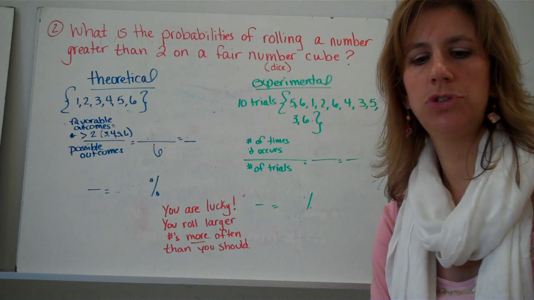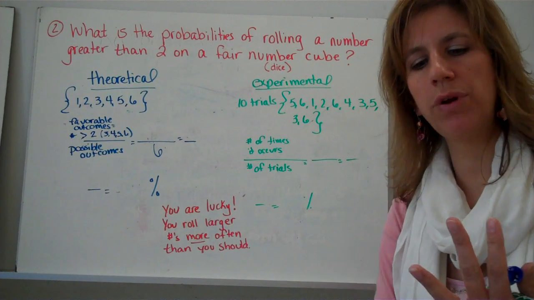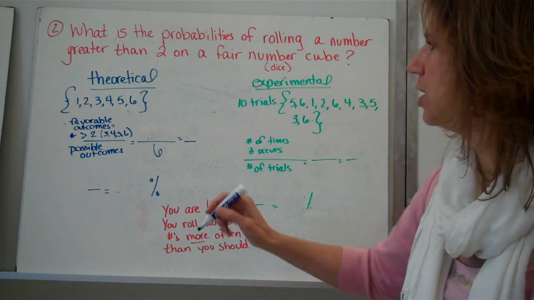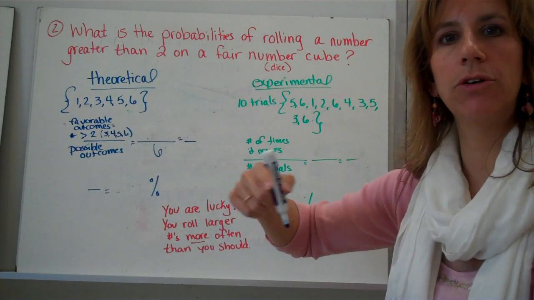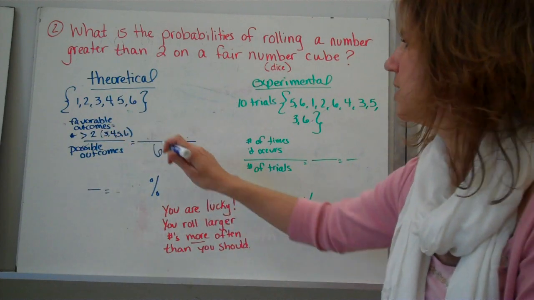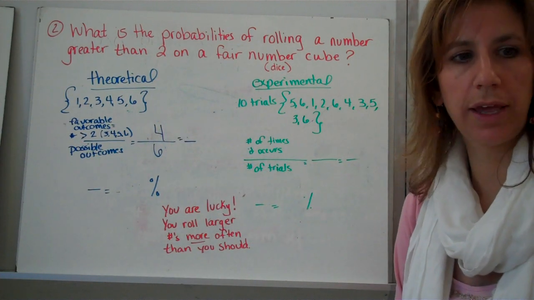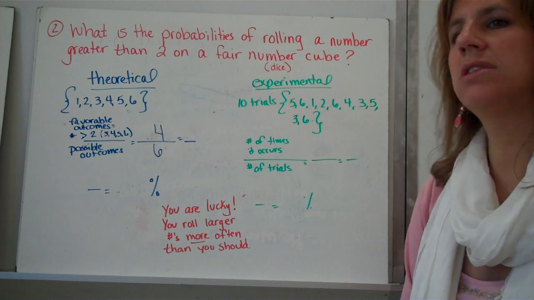Okay. And what we're looking for is we roll the number cube and we get a number greater than 2. So we're not looking for 2, we're looking for 3, 4, 5, and 6. Greater than 2. So there are 4 numbers that are bigger than 2. 3, 4, 5, and 6. So our numerator is going to be 4. Those are the 4 numbers we're looking for. Okay? Go ahead and reduce that fraction.